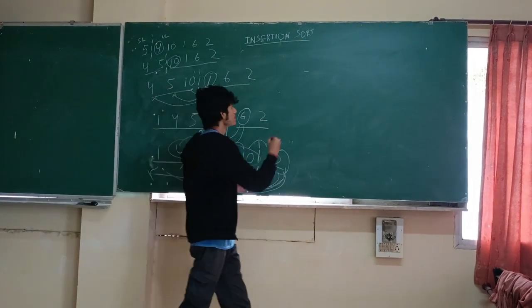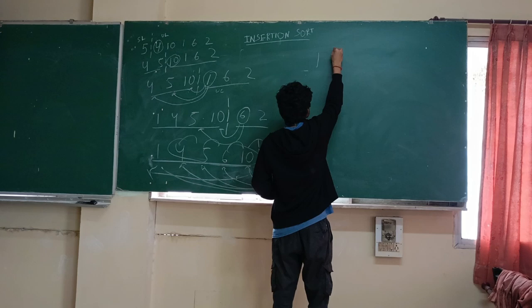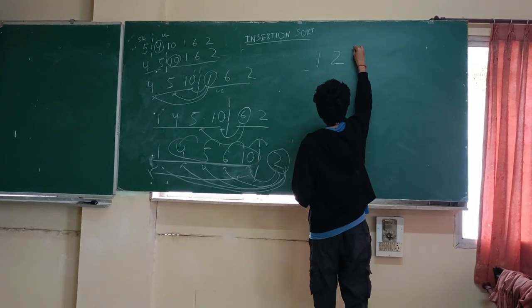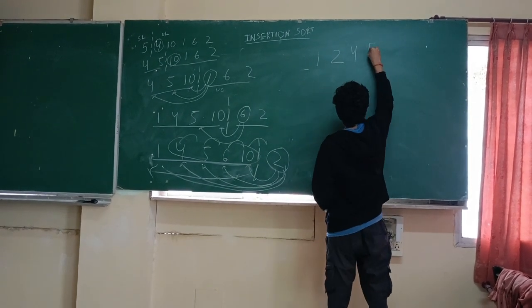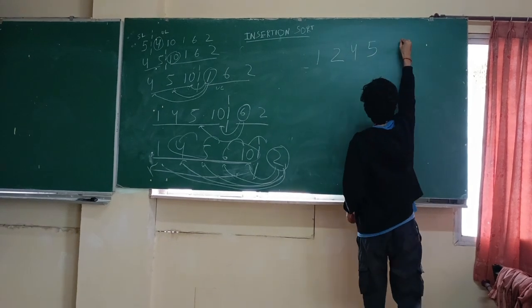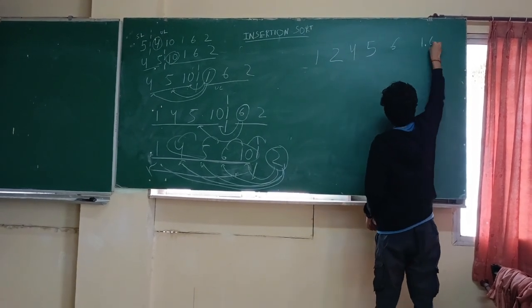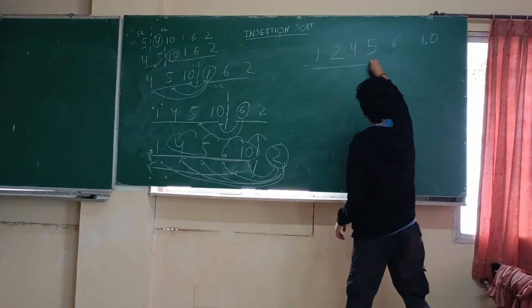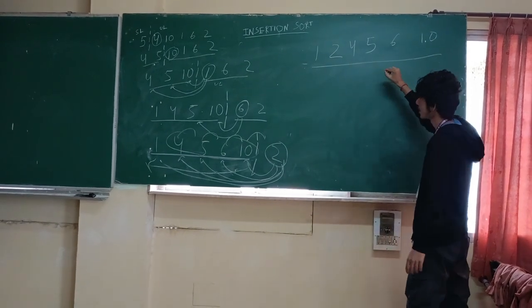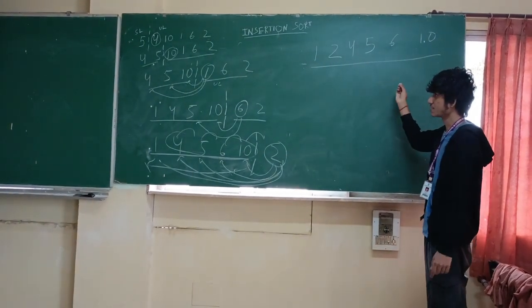And finally 1, 2, 4, 5, 6, 10. This all becomes part of the sorted list, and you can see the array is sorted. Now the simulation is done.